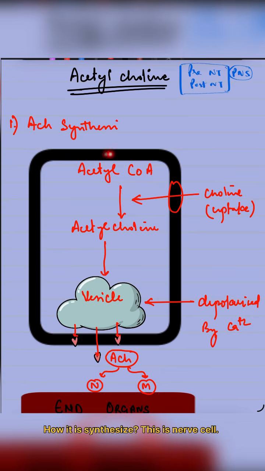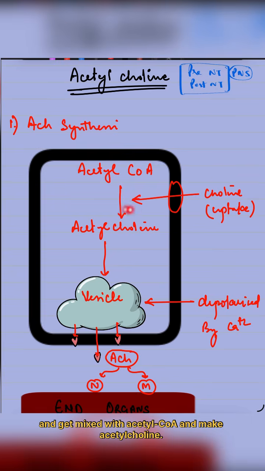How is it synthesized? This is a nerve cell. In the nerve cell, we already have acetyl-CoA. Now, the nerve cell takes choline from outside, and it gets mixed with the acetyl-CoA to make acetylcholine.